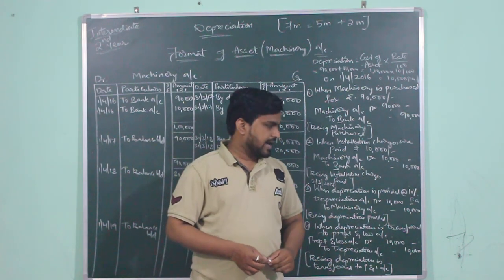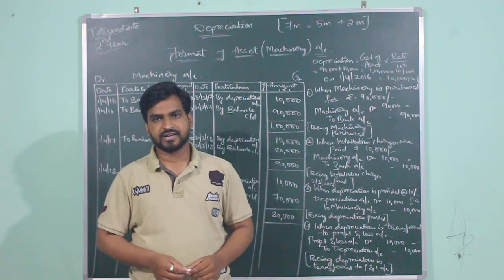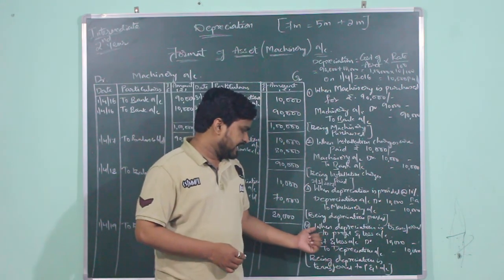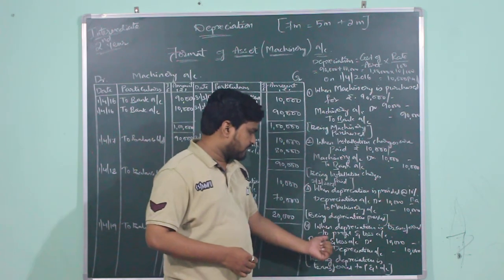depreciation provided. As soon as depreciation is provided on the fixed asset, it should be immediately transferred to profit and loss account. So our fourth transaction will be when depreciation is transferred to profit and loss account.